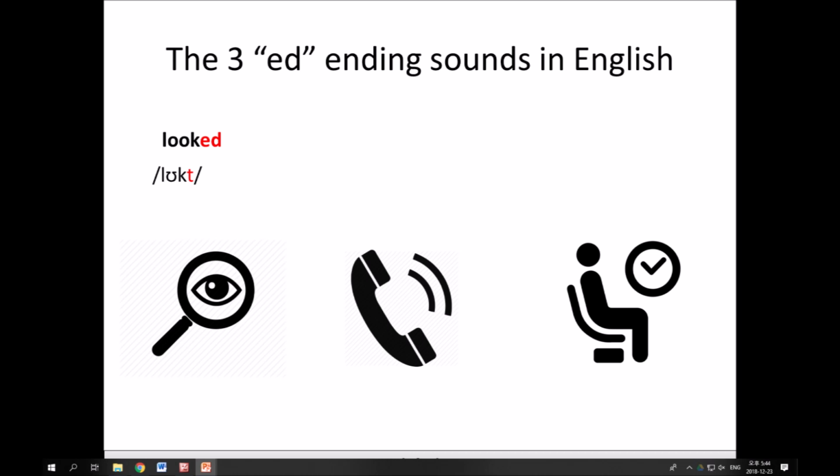Here we have some examples. The first one is looked. The next one is called, and the last one is waited. Here you can see the normal spelling, and I've highlighted the ed combination, and you're probably able to hear the 3 different sounds in the pronunciation of these. And below the words you can see the IPA spelling of this pronunciation.